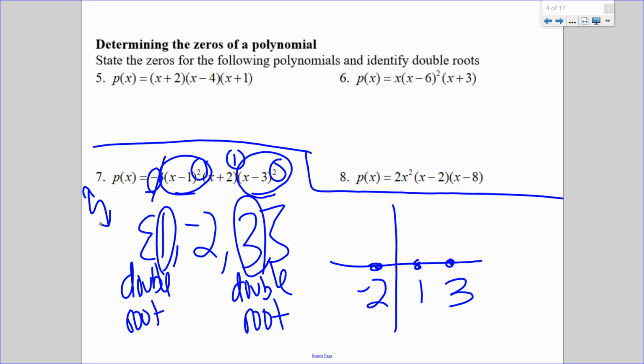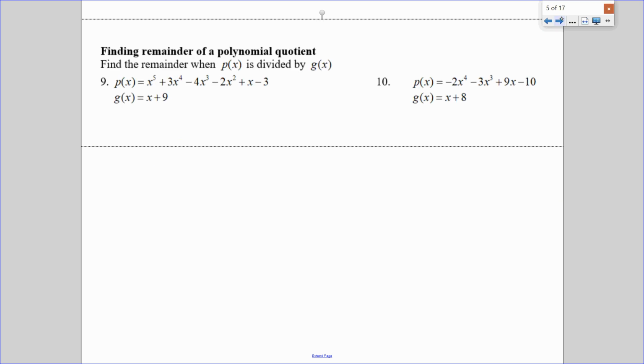Now, because 1 and 3 are double roots, I know it's going to bounce off. So it's going to bounce off and bounce off. So that's what happens when it's a double root. It bounces off the x-axis, whereas a single root passes through the x-axis. And we're going to see that later in the review sheet as well. So if you have the factors, you have the zeros. If you have the zeros, you have the factors.